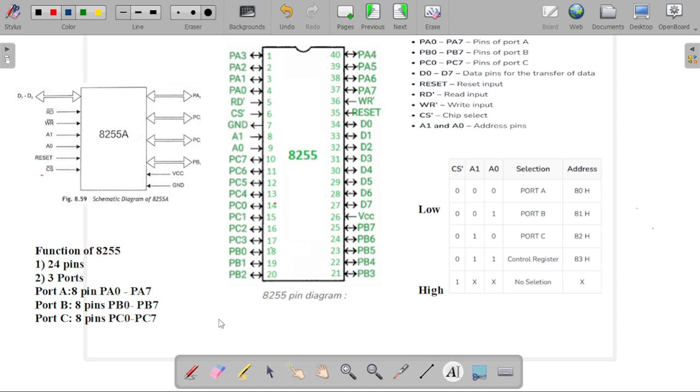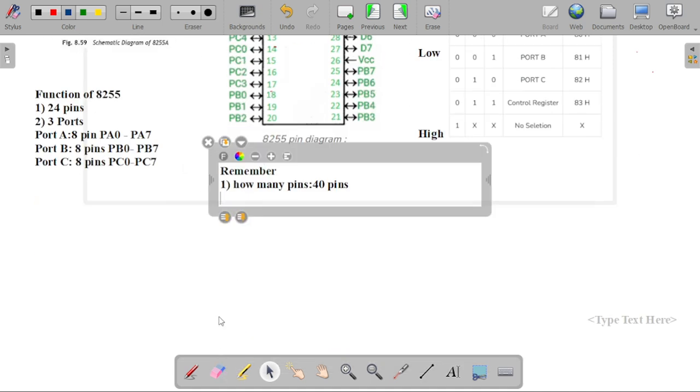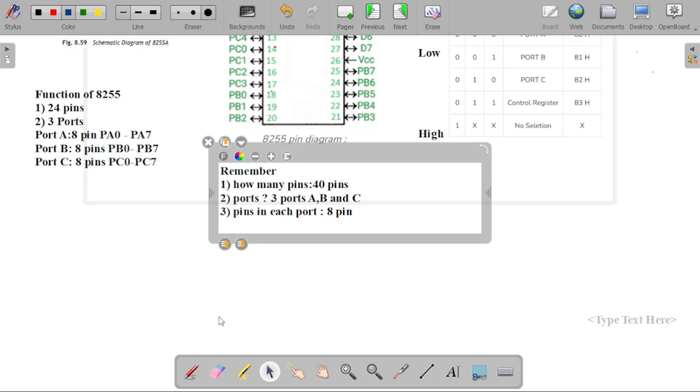The answer is, first of all, you have to remember some key points. So what points do you have to remember? The first one is how many pins are there. In total, there are 40 pins. Then the second one is, for 8255, how many ports are there. There are 3 ports, that is port A, B and C. Then the third question is how many pins are there in each port. Total 8 pins are there in each port, so it becomes a total of 24 pins.